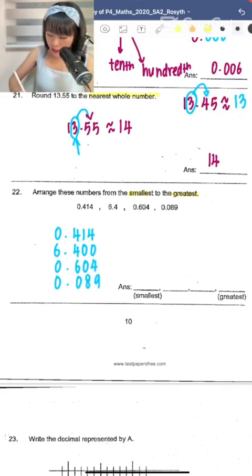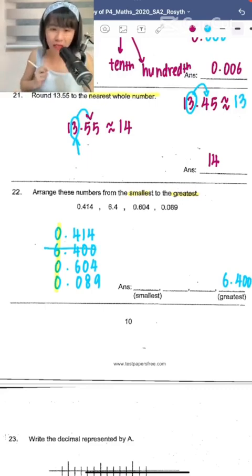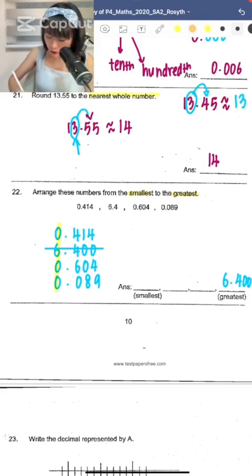First of all, let's compare here. Can you see the one with the 6? It must be the greatest, right? So the greatest is here, 6.400. Once this is done, you should cancel this so it doesn't distract you anymore. Next, we're going to compare the 10th place. Definitely the next greatest must be the one with the 6, so I'm going to write here 0.604. And then I'm going to cancel this.